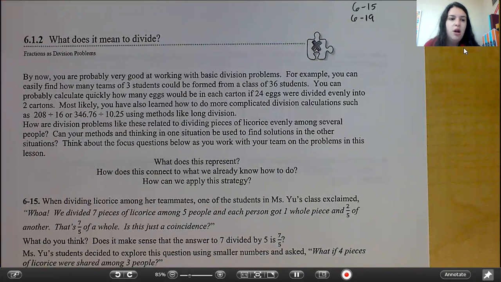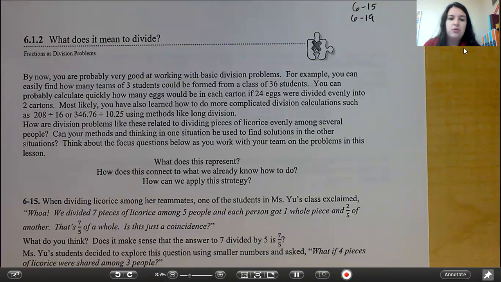into 2 cartons. Most likely, you have also learned how to do more complicated division calculations such as 208 divided by 16 or 346 and 76 hundredths divided by 10 and 25 hundredths, using methods like long division. How are division problems like these related to dividing pieces of licorice evenly among several people? Can your methods and thinking in one situation be used to find solutions in other situations?